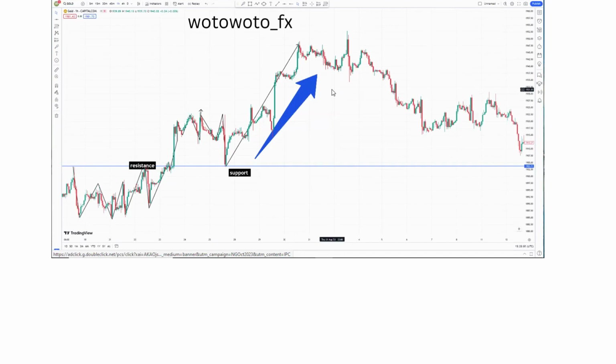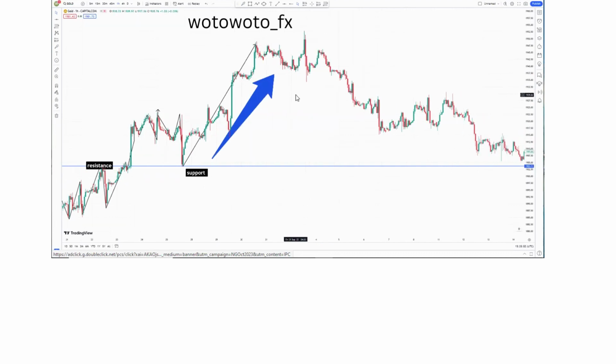And after price bought, look at what has now happened. Here now became the next what? The next resistance.